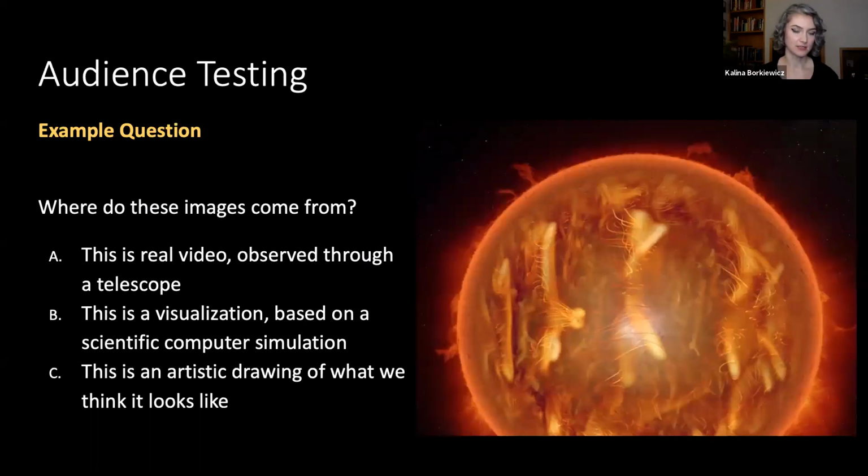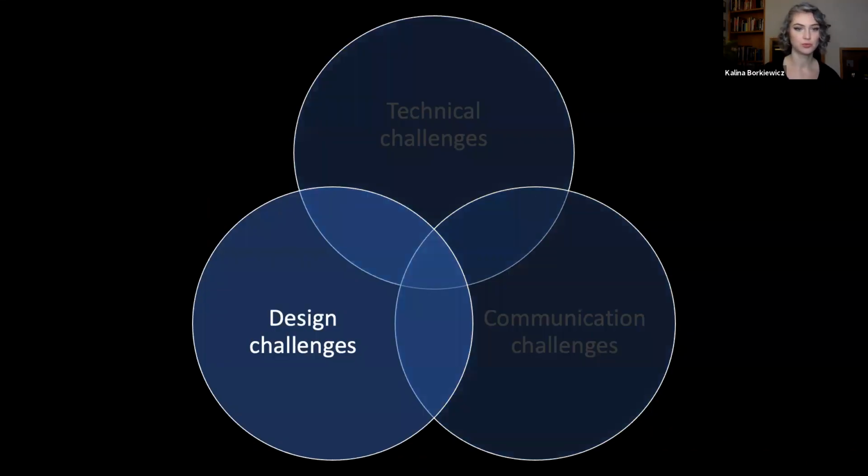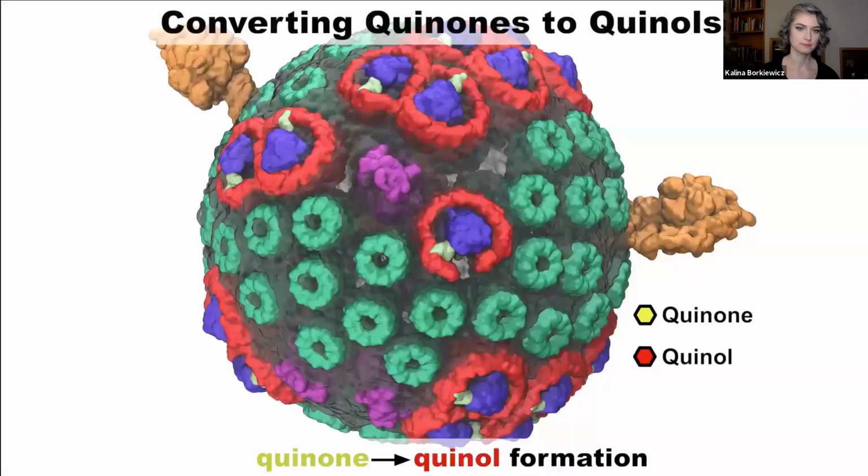We don't just talk to scientists, we also talk to our audiences. We identified recently that our audiences sometimes have trouble telling apart the difference between photorealistic data visualizations and photographs from telescopes, or purely artistic illustrations. So testing our audiences and interacting with them helps us identify these problems and work on solving them. So let's move on to design challenges.